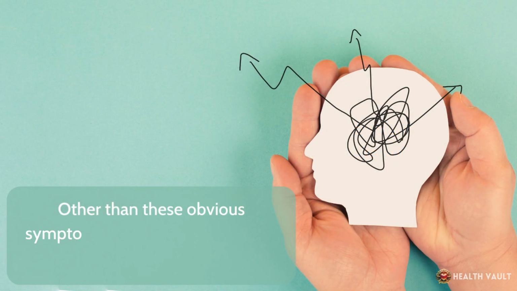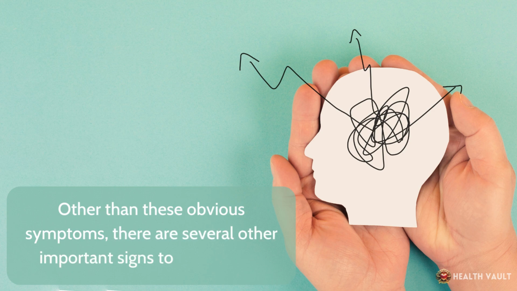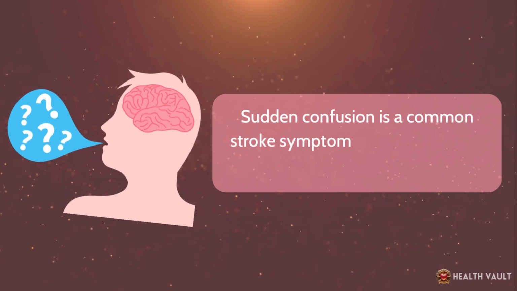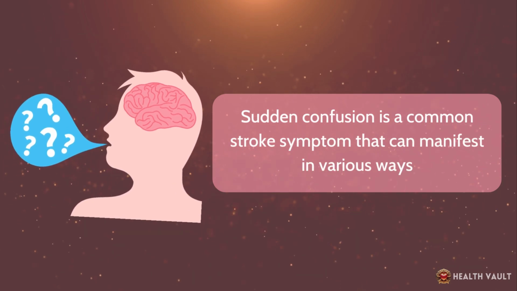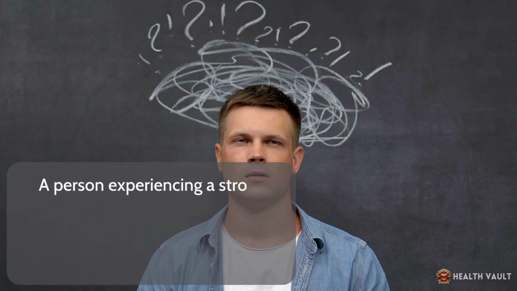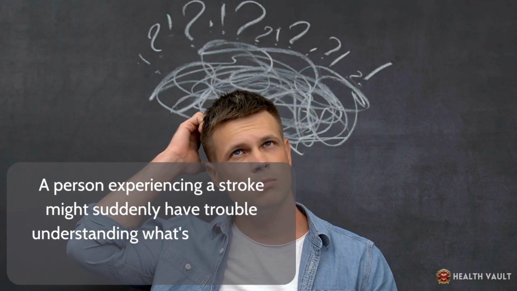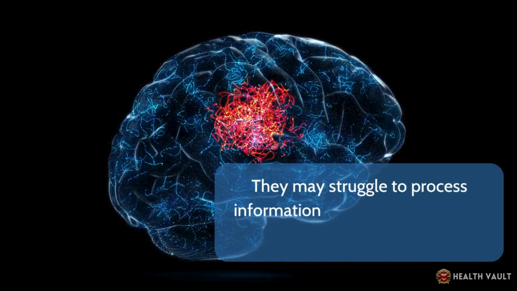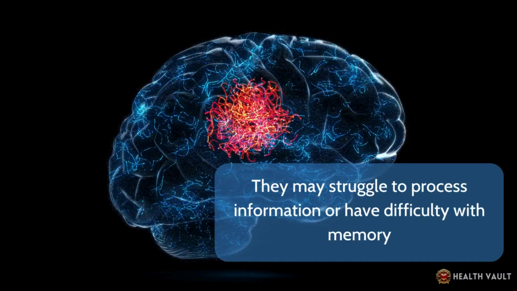Other than these obvious symptoms, there are several other important signs to be aware of. Sudden confusion is a common stroke symptom that can manifest in various ways. A person experiencing a stroke might suddenly have trouble understanding what's happening around them. They may struggle to process information or have difficulty with memory.